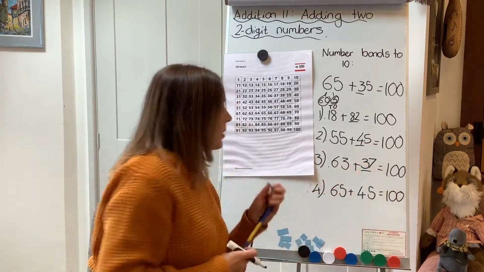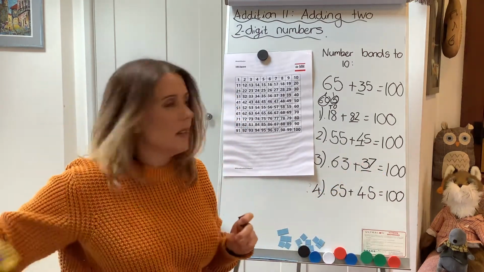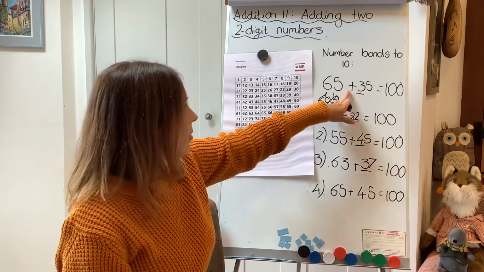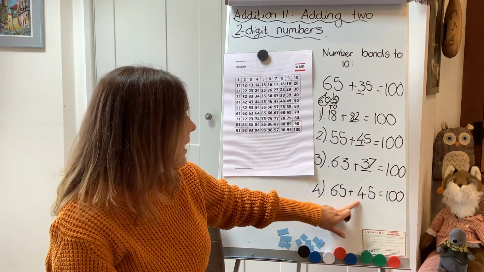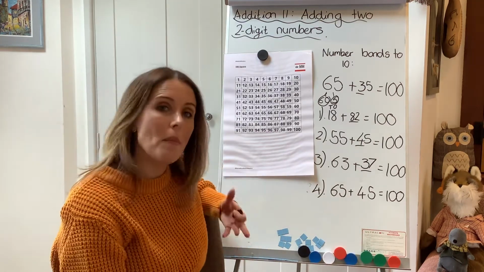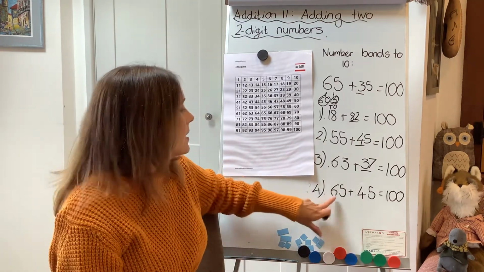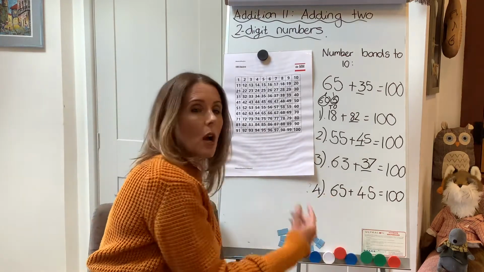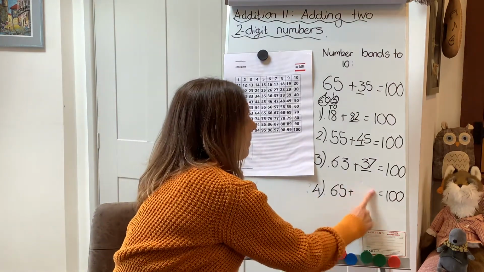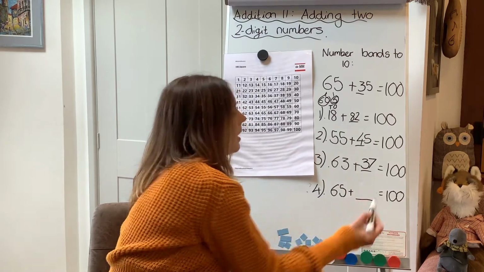Okay, so what's happened with question 4? 65 and 45, well we know that's incorrect because we worked this one out earlier. So what has happened here? What mistake has been made? And this is a common mistake that can be made.